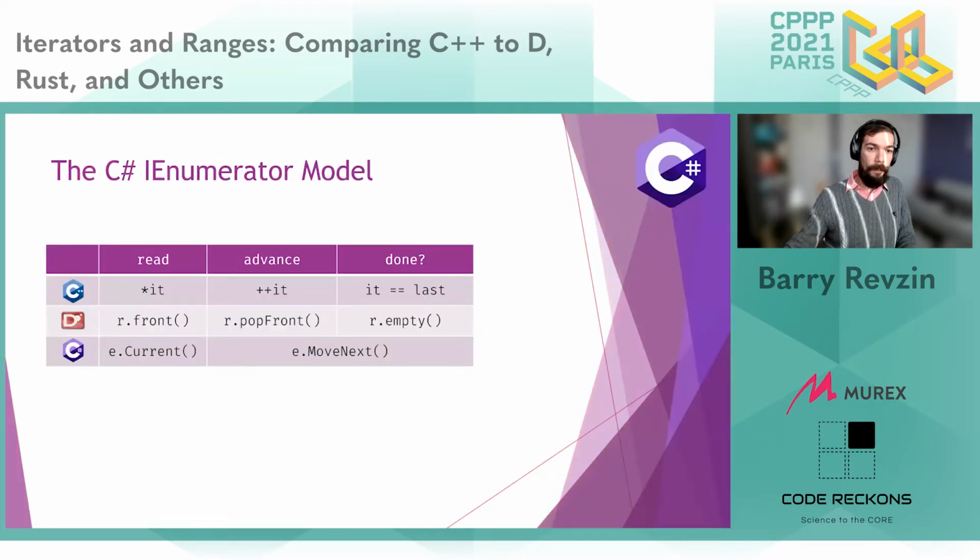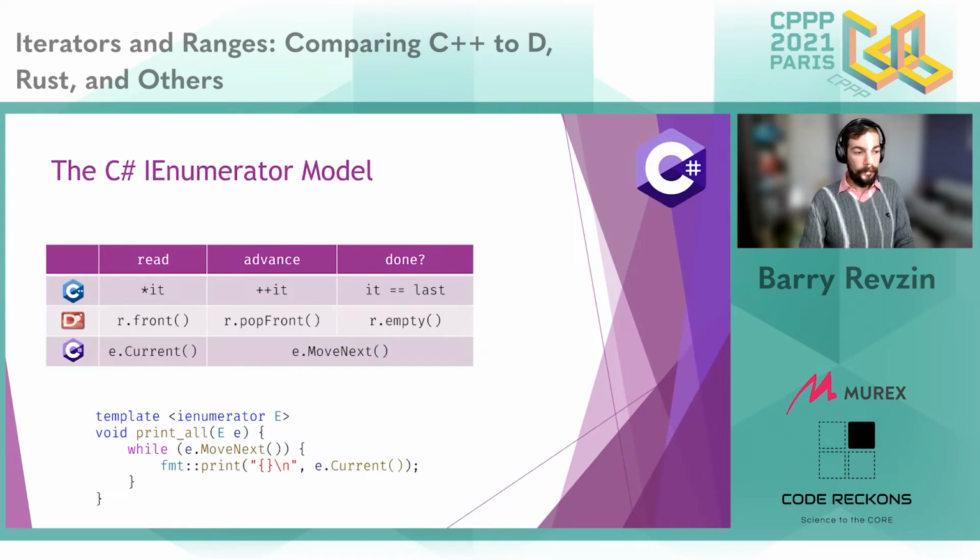Let's talk about C#. C# is a little bit different from C++ and D as far as what its iterator model looks like, but it's still pretty similar. So in the C# enumerator model, we only have 2 functions. We have current and we have move next, where move next actually satisfies both the advance and done operations.